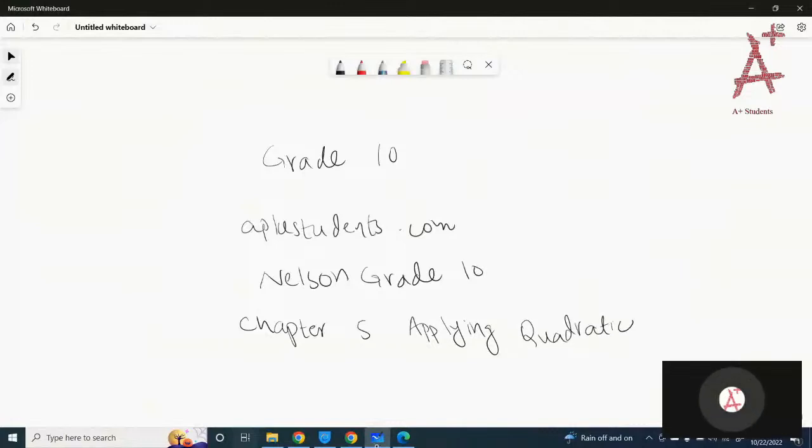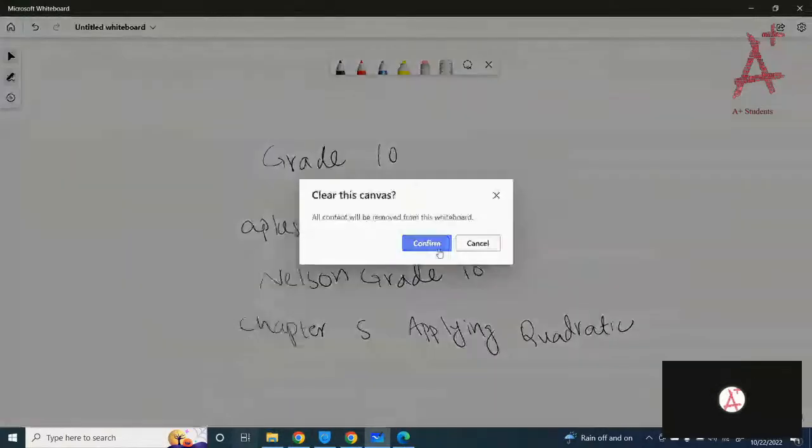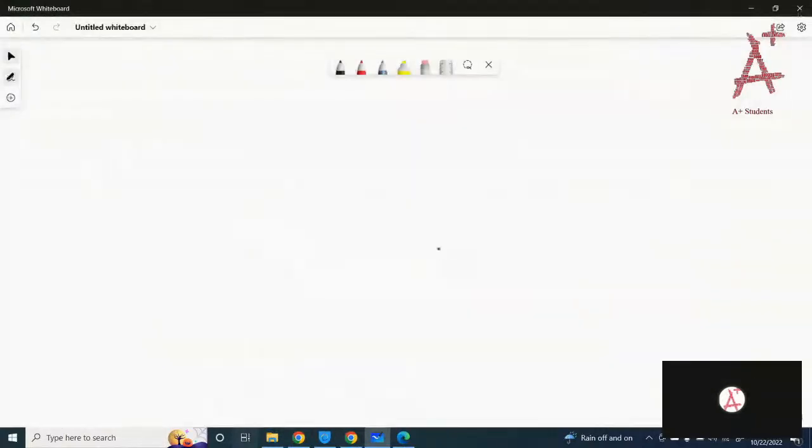So we're going to continue the same chapter. Let's start with the topic that is solving problems using quadratic relations. You can find the topic on page 285, Nelson book grade 10.